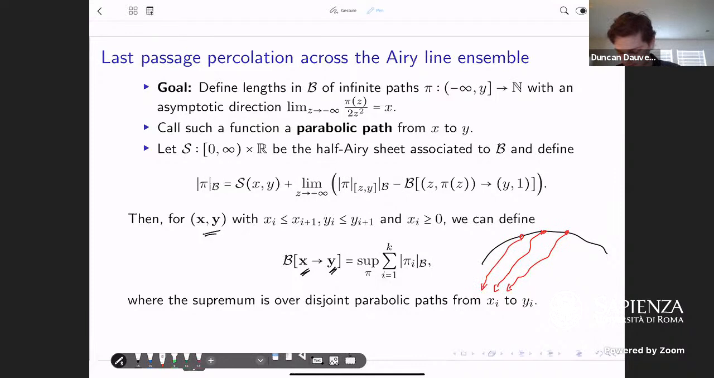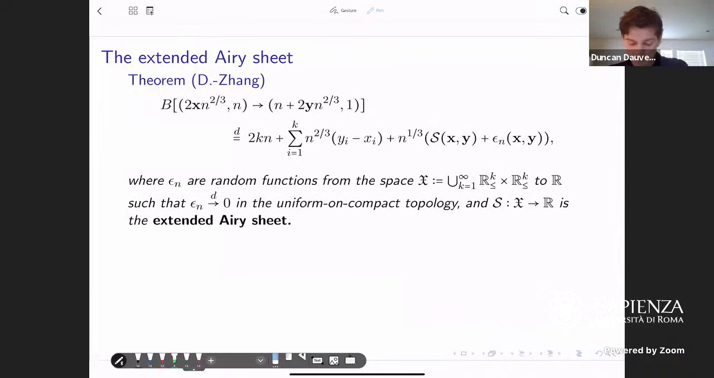Okay. And it turns out that this is the right notion of the limit of multi-point Brownian last passage values. So we call this limit the extended Airy sheet. This is a theorem of myself and Ling Fu Zhang. So if you take the limit of all multi-point last passage values from line n to line one, then up to some mean terms, this is just a function S of x, y, which we call the extended Airy sheet. So S takes values in this kind of funny parameter space, which is the space of all possible pairs x, y. But it's the extended Airy sheet in the sense that if you just restrict to R2, so single values of x and y, this is the usual Airy sheet.